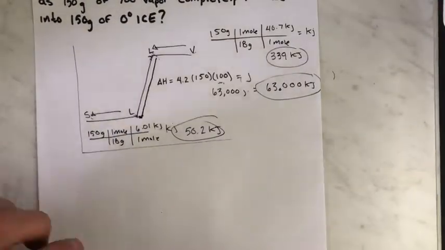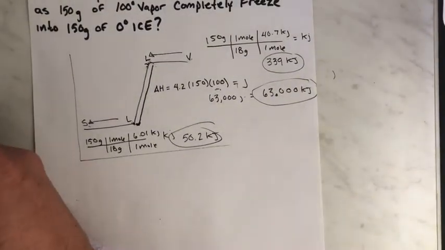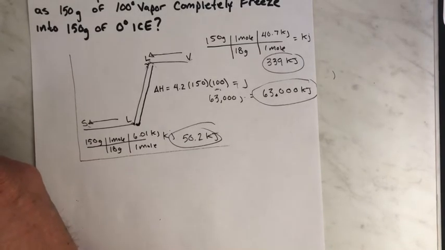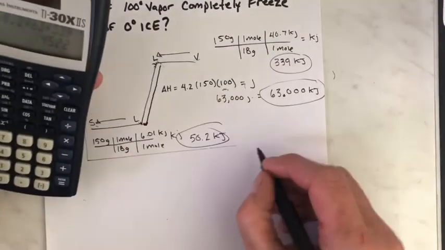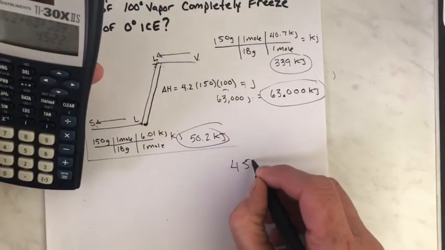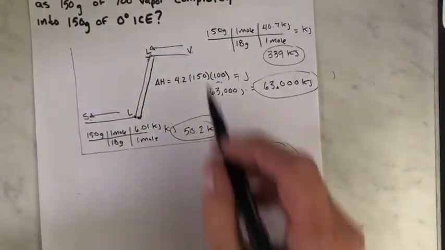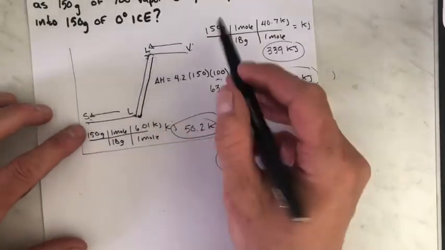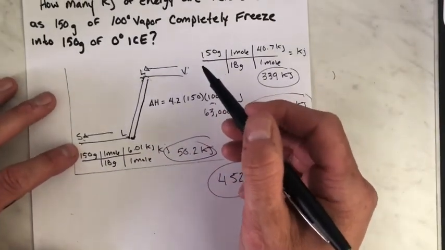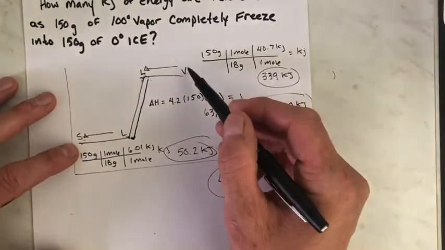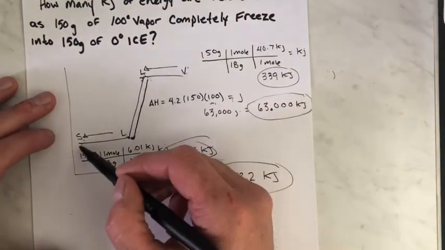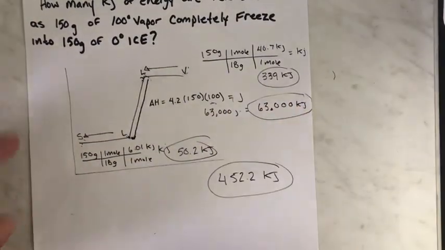Okay, sorry. So let's add up these numbers. We got 50.2 plus 63 plus 339. That gives us a total answer of 452.2 kilojoules. Okay, and of course, if we're going from hot to cold, like we are in this problem, this is an exothermic value, right? From lots of energy to little energy, that's exothermic. So anyway, that's how you do those problems, and hope this helps.